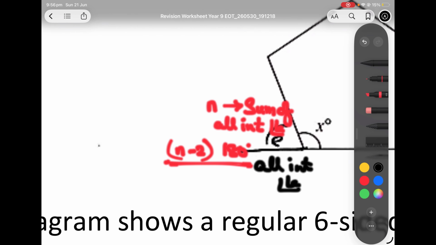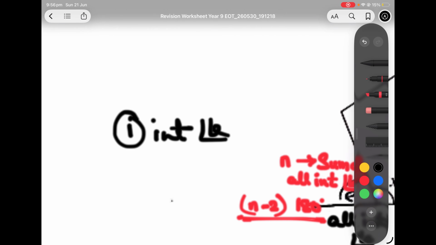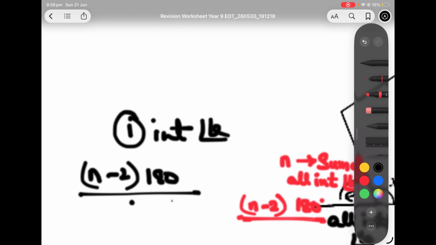But what if they ask for one interior angle? If they are asking for one interior angle, then what is the formula? The same formula, n minus 2 times 180, but divided by the number of sides, that is n. N stands for the number of sides here.